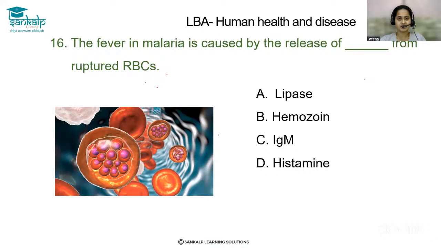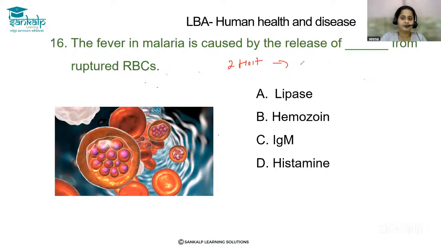Let's solve question 16. The fever in malaria is caused by the release of dash from ruptured RBC cells. So here, if you observe in the image, dear students, we have already discussed the life cycle of the female Anopheles mosquito, the Plasmodium vivax. The life cycle of Plasmodium vivax needs two hosts, one is the mosquito and one is the human being.